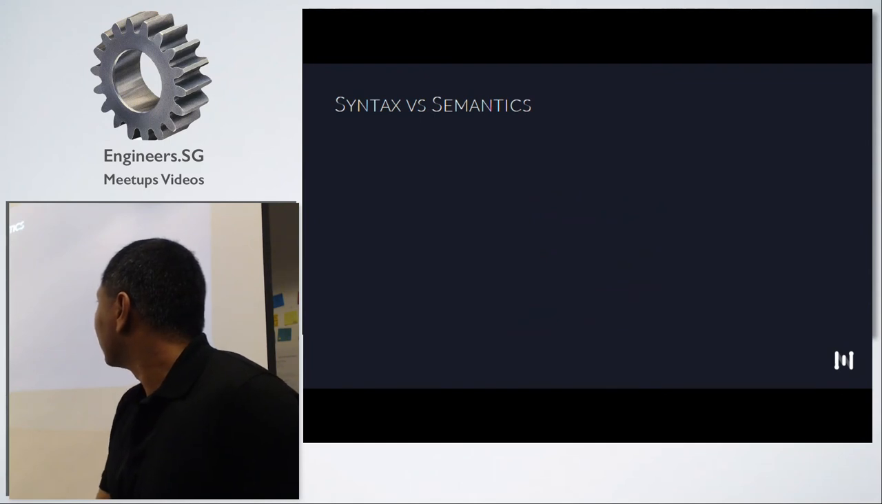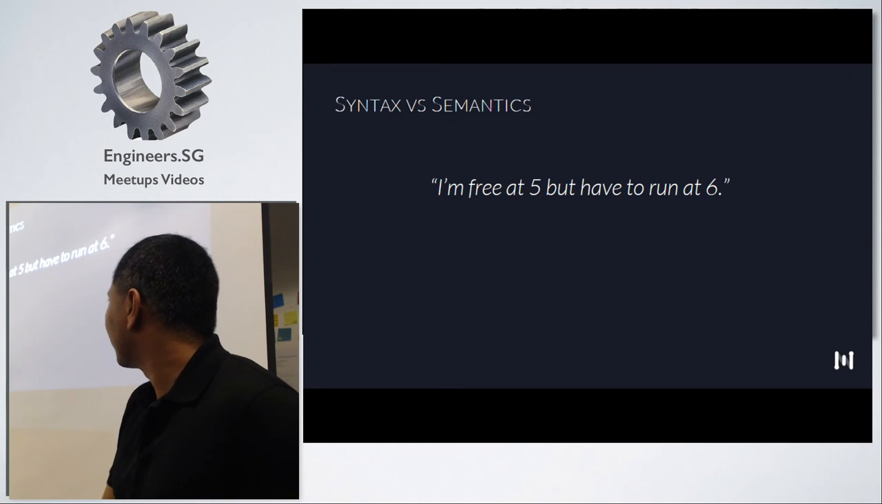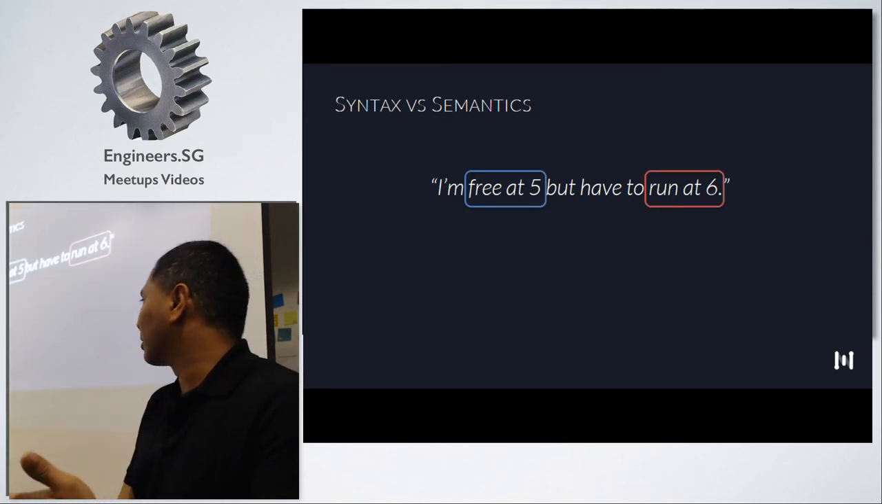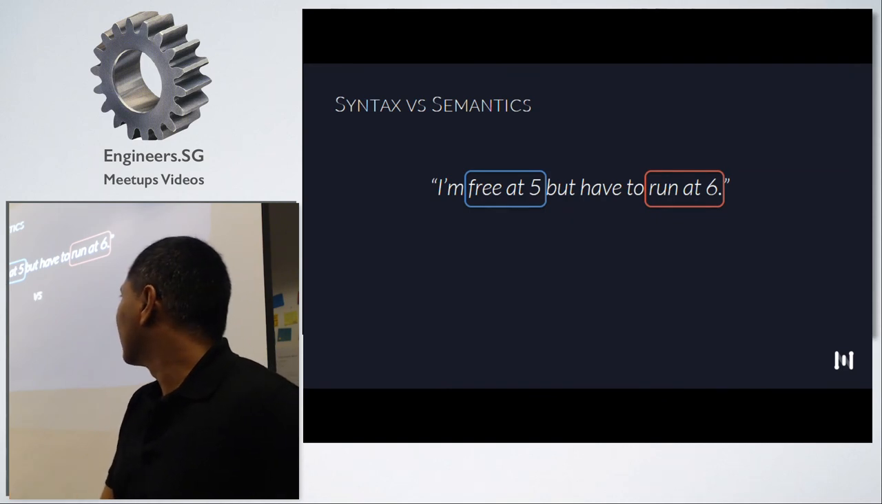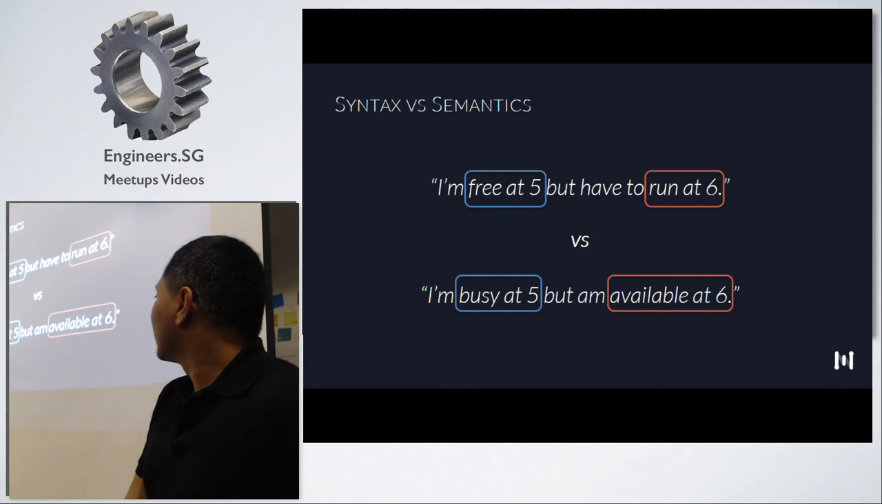Then you have to think about syntax versus semantics, right? So consider I'm free at 5, but I have to run at 6. This means, really, you want to meet at 5, but it's got to end at 6. And you combine that with, I'm busy at 5, and I'm available at 6.